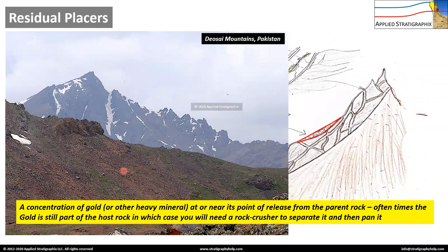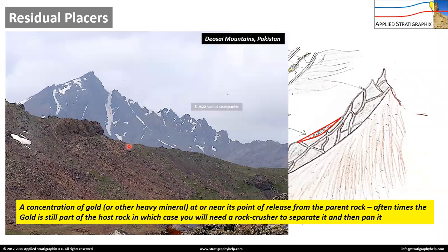You cannot put pieces of rocks in a pan and start shaking it and then expect to get the gold on one side. That does not happen. So it has to be crushed first into a powdered form, and then you have to pan it, and then hopefully you can check for gold potential. So that's something to keep in mind.